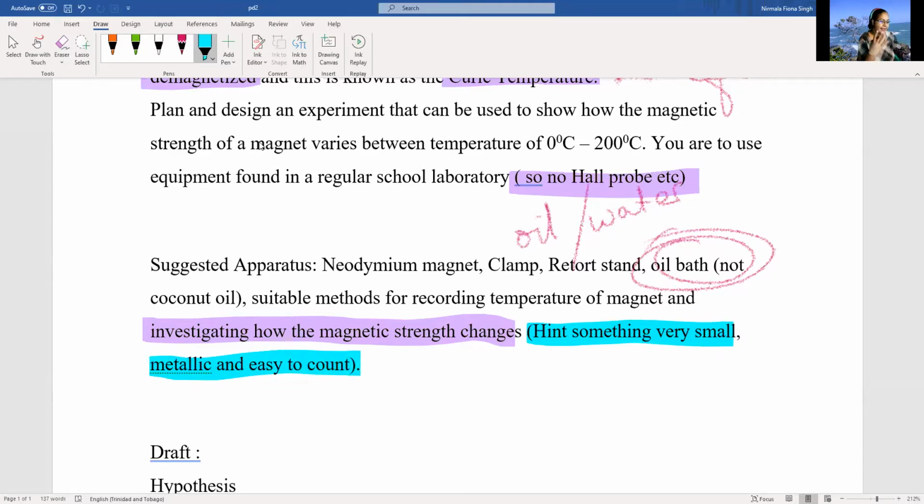Anybody want to guess why I'm talking about something very small and metallic and easy to count? We can use plenty. Anybody can give me an example of something small and metallic and easy to count? Paper clips. Oh, I think a coin. Coins are not magnetic. Yeah, forget them. They are not steel. Otherwise, you could just walk down the road with a big magnet and pull up all the coins from the road.